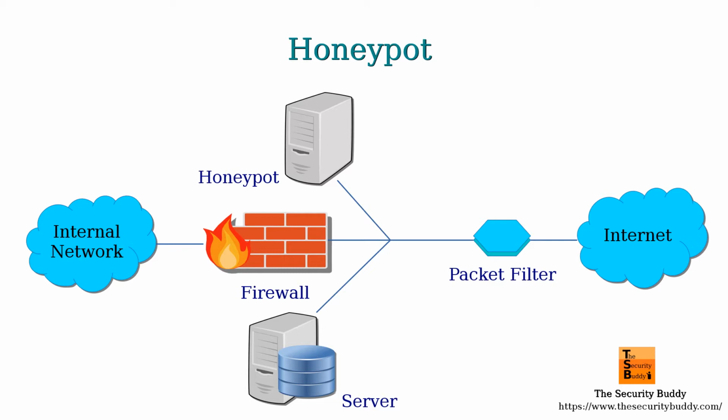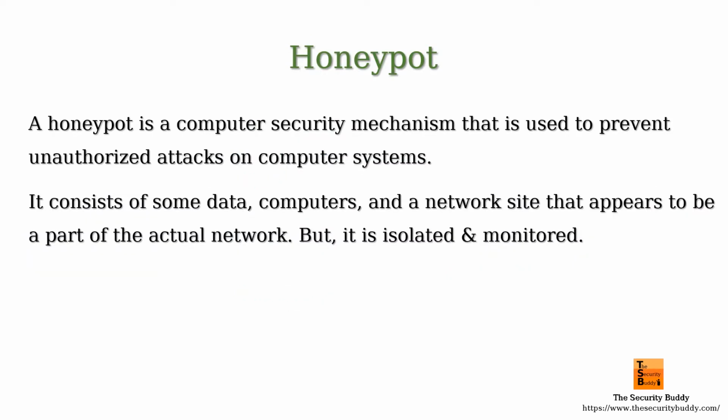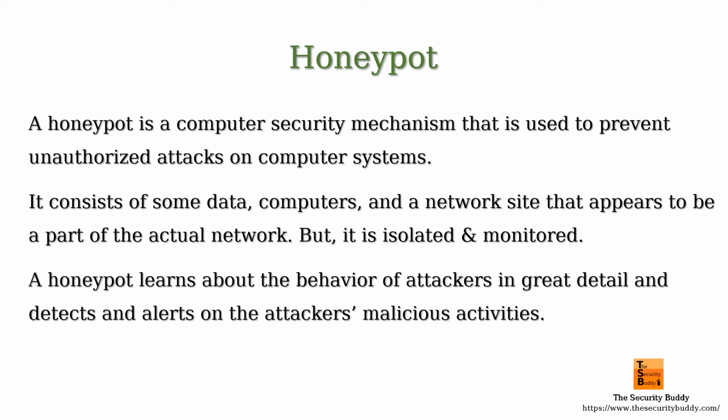It consists of some data, computers, and a network site that appears to be a part of the actual network, but it is not. Instead, it is isolated and monitored. A honeypot seems to contain useful information to the attackers, but actually the data is used as bait. A honeypot learns about the behavior of attackers in great detail and detects and alerts on the attacker's malicious activities.